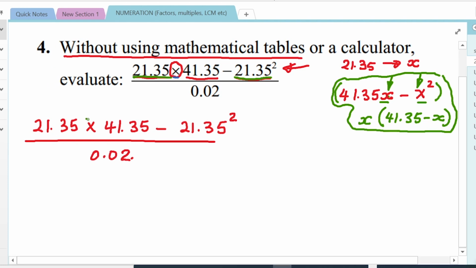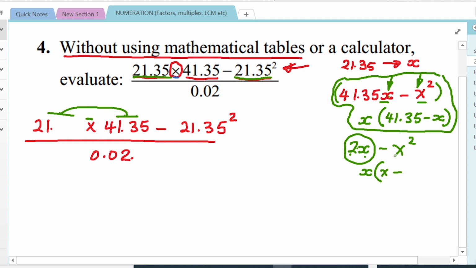Because of this multiplication sign, this number and that number are bound together, like the way you would see 2x minus x squared. These two and that x are bound together by an invisible multiplication sign in between them, and so you just can't separate them like that. You can only separate them if you put x outside the brackets: 2x divided by x is 2, then minus x squared divided by x, which is x. So that's the technique here that we are going to use.